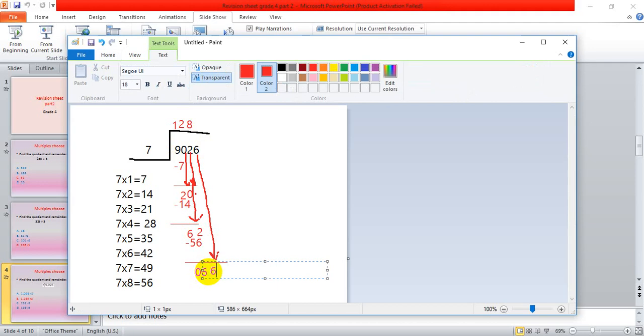Here, 66. 7 times what is near to 66? 9. We write up 9. 7 times 9 equals 63. And right here, minus 63. 66 minus 63 equals 3. Here, I have the quotient 1289 and remainder 3.